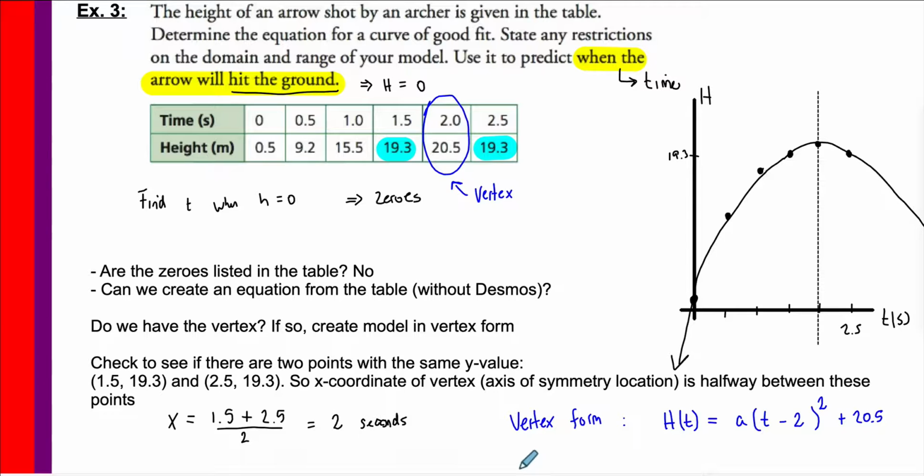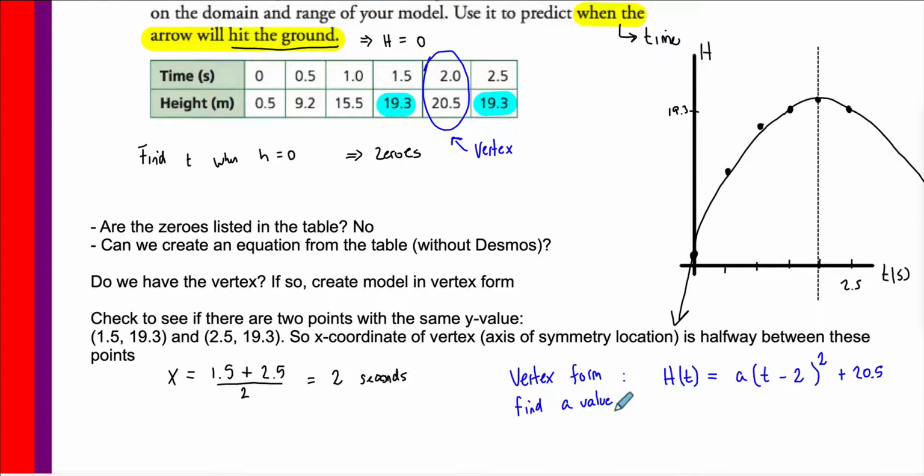and now we can use the process from the previous module and just find the a value, because we need to find the zeros. In order to do that, we'll need to know what the a value is. And remember, to find the a value, we can use any other point on our table. So I'll use this one, the first point in the table, because if it's got a 0 in it, it might make my life a little bit easier. So 0.5 is the height. That height occurs at a time of 0.